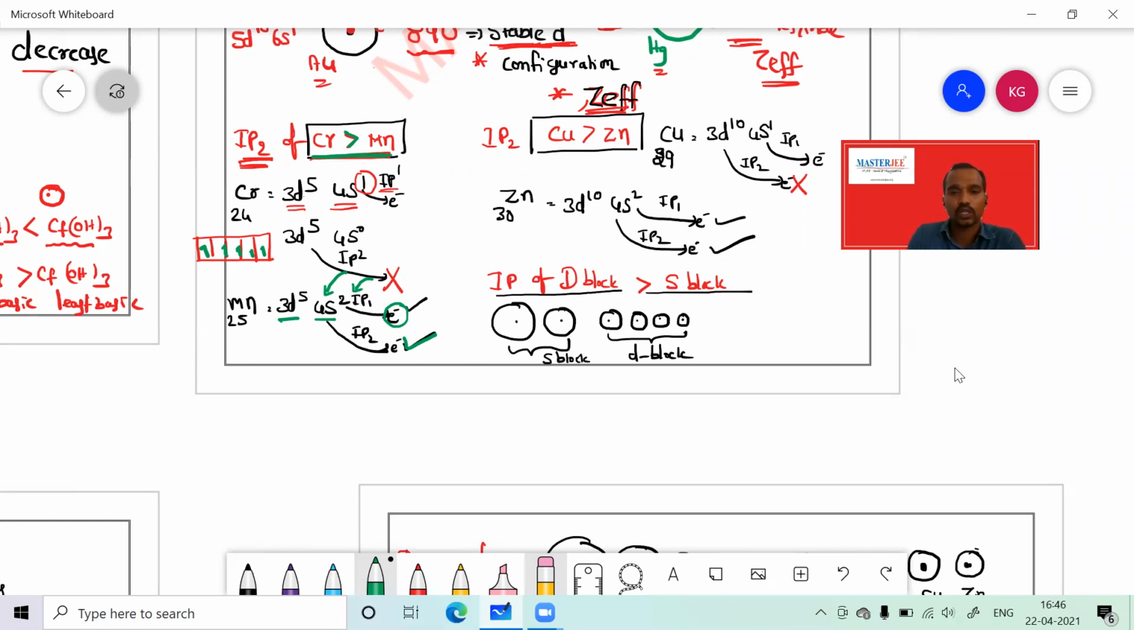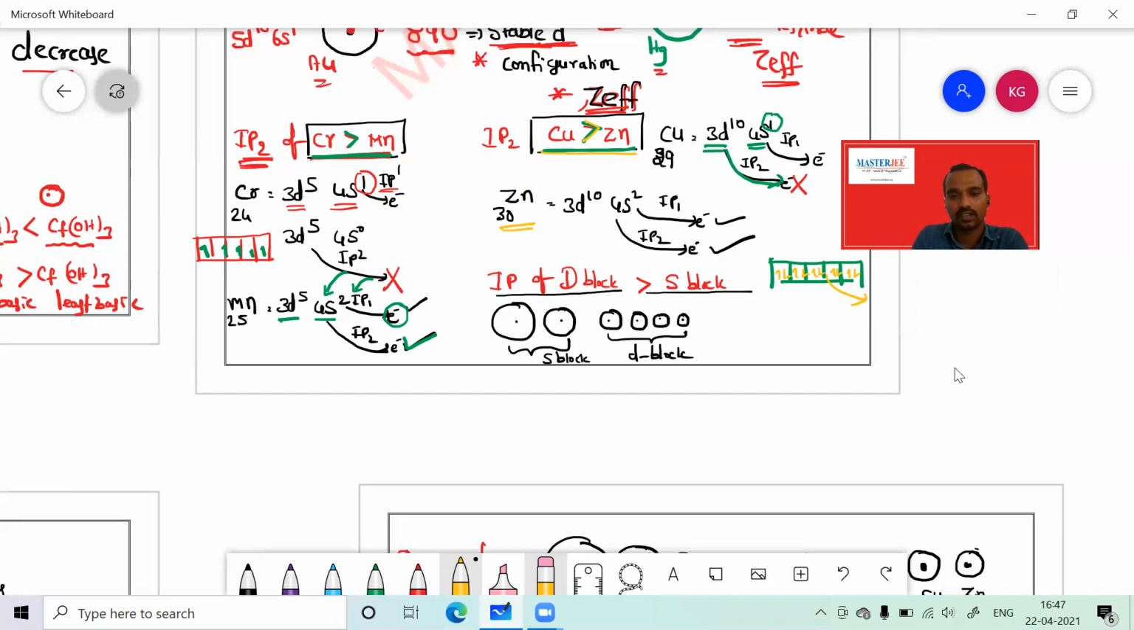In a similar manner, ionization potential 2 of copper is greater than zinc. Why? Copper's electronic configuration is 3d10 4s1. After losing this one electron from 4s, removing the second electron is highly difficult. Why? Again, here it is a completely filled configuration. Completely filled means 1, 2, 3, 4, 5, 6, 7, 8, 9, 10. From this completely filled d10 configuration, removing an electron is highly difficult. Much energy we have to use. That's why ionization potential 2 of copper is greater than zinc.